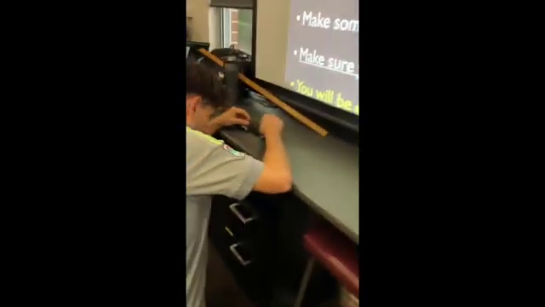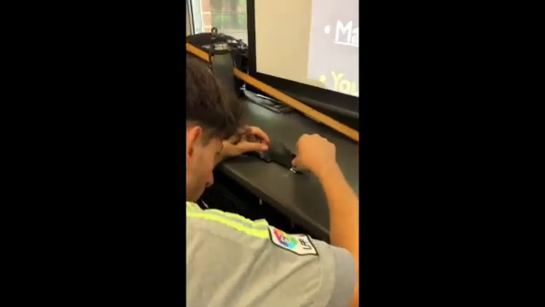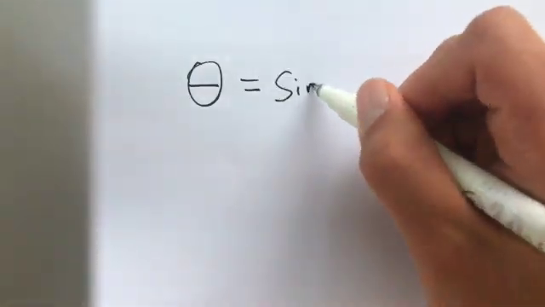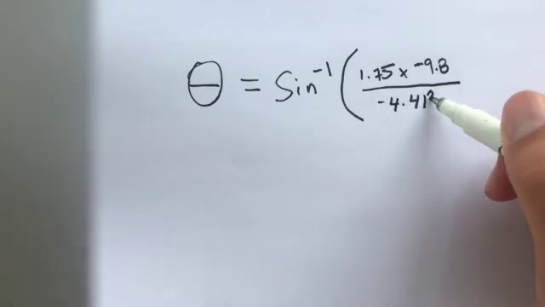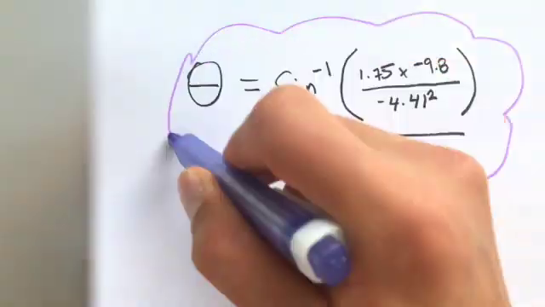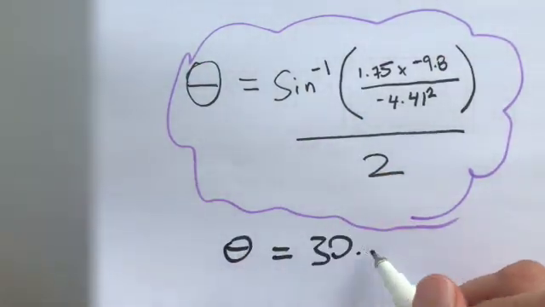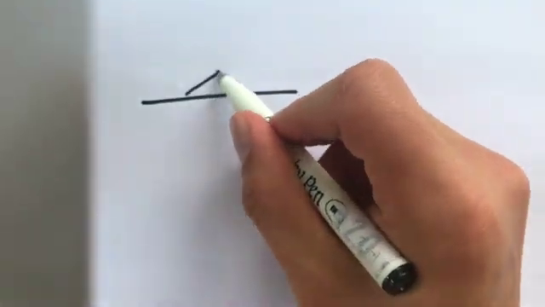The launch angle was calculated using theta equals inverse sine of 1.75 times negative 9.8 over negative 4.41 squared, all on 2. Thus, our required launch angle was 30.9 degrees from the horizontal, or 30.9 degrees from the vertical.